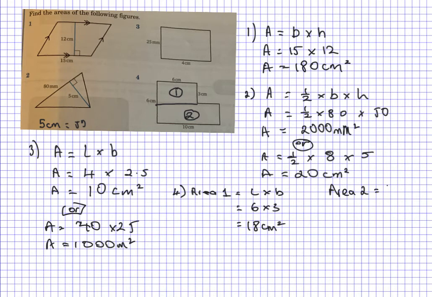The area of rectangle 2 is also length times breadth. So in this case, the length is 10, but we need to work out the breadth. Well, if that's 3, that's 3. The whole thing's 6, so from here to here must be 3. So 10 times 3, which is 30 centimetres squared. Therefore, the total area is equal to 48 centimetres squared.